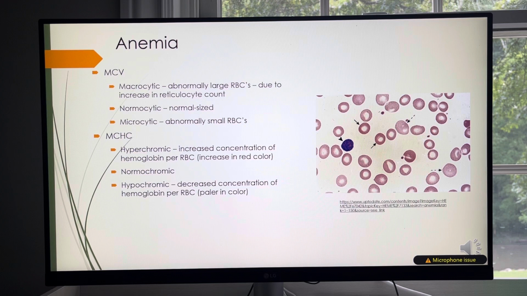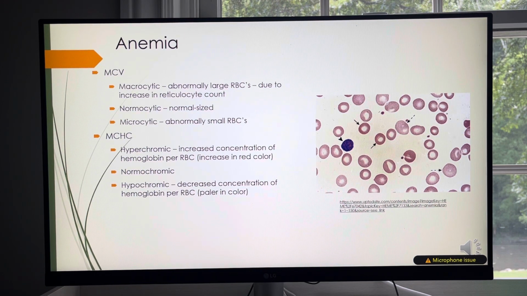A macrocytic MCV is going to be an elevated MCV. The red blood cells are larger than average. Normocytic is their normal size, and microcytic anemia is a low MCV. The red blood cells on average are smaller.